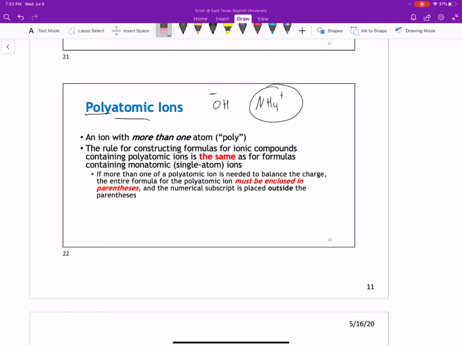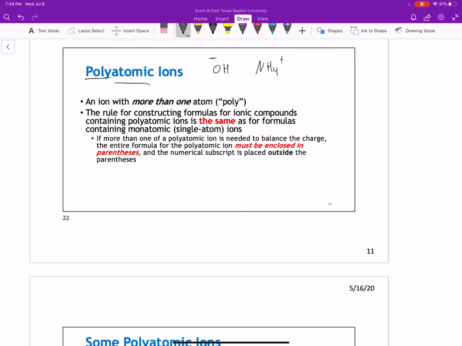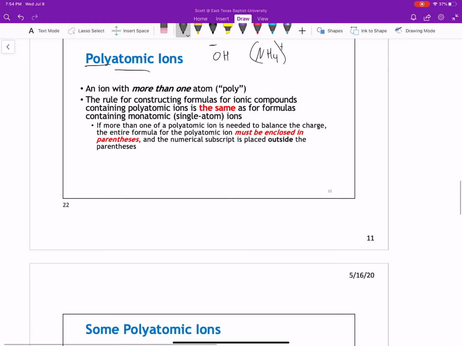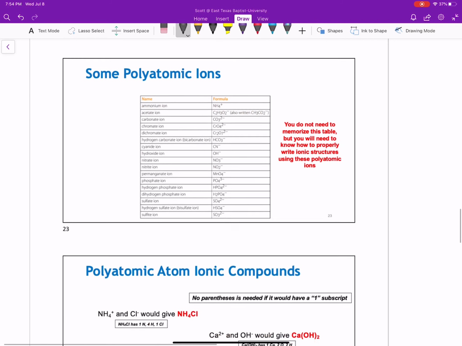But what it does is it complicates our life a little bit as we construct these formulas. The main difference being that because you have to keep this cluster together, you're going to add parentheses to enclose it in the formula. So you still do the cation first, the anion second, but the polyatomic ion must be enclosed in parentheses. That's only if more than one polyatomic ion is needed. So let's take a look at how.